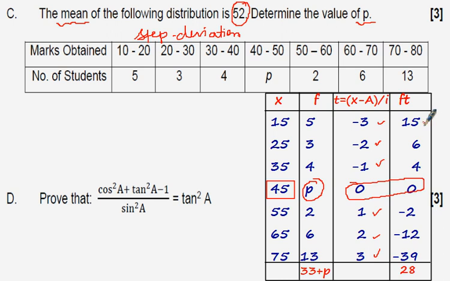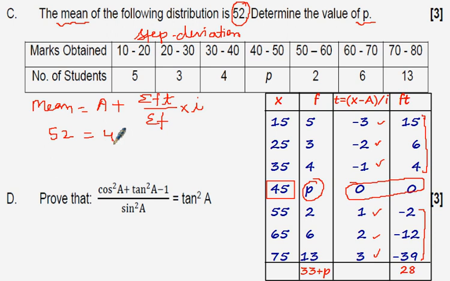So your positive side is less, it is only 25. And this side is more, which is 41, 43, 53. So when you subtract, you get 28. Now you can apply your mean formula. What is the mean formula? Mean is assumed mean plus sigma fu upon sigma f into i. i is your interval. So this is given 52. Assumed mean we had 45.